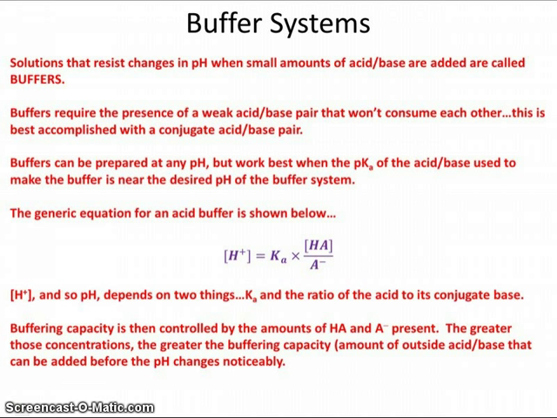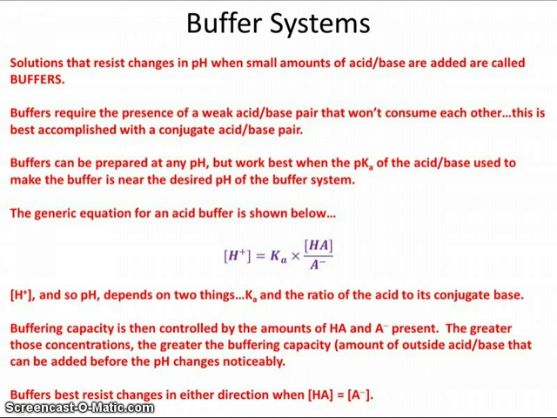Another important part of buffers, called buffering capacity, is also controlled by the amounts of conjugate base and acid present. So once I know the ratio of those two, I can set the capacity just by making those amounts larger. For example, if I need a 1:5 ratio, I could make HA be 0.5 and A minus be 0.1 and have a small buffering capacity. Or to get a relatively larger buffering capacity, I could make HA be 5 and A minus be 1. It's the same ratio, so it will set the same pH, but it will accept much more addition of acid and base before the pH changes noticeably.